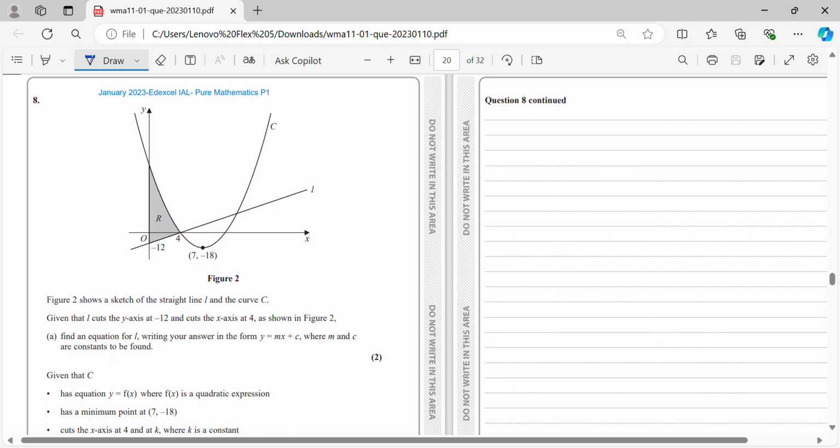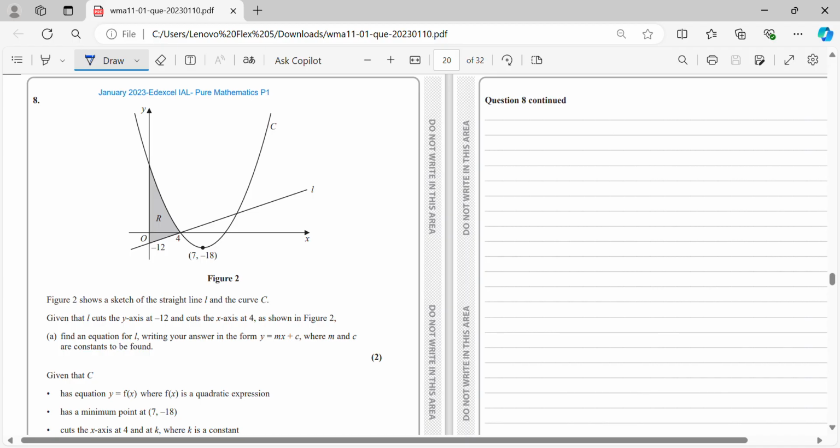In this video, I will be solving question 8 from paper January 2023 Edexcel IAL Pure Mathematics P1. We'll go through the problem step by step, ensuring you understand the concept and techniques needed to tackle similar questions.